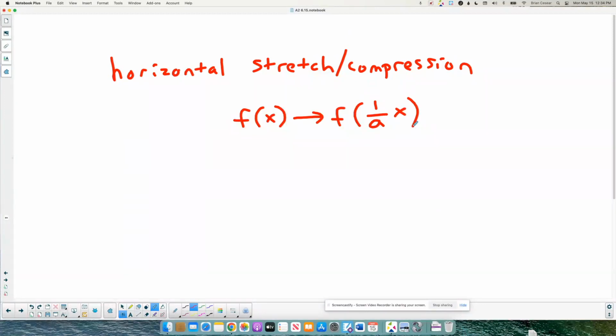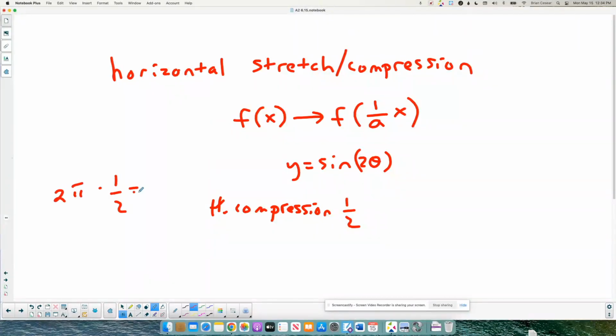So if you notice there was a 2 there. So y equals sine of 2 theta. Well, what happens is you flip the 2, it becomes 1/2, and it's basically a horizontal compression by a factor of 1/2. That's why it went from 2 pi to pi. All right, you take your period length, 2 pi times 1/2, that's where we get the pi. And we saw it on the graph there that it worked.